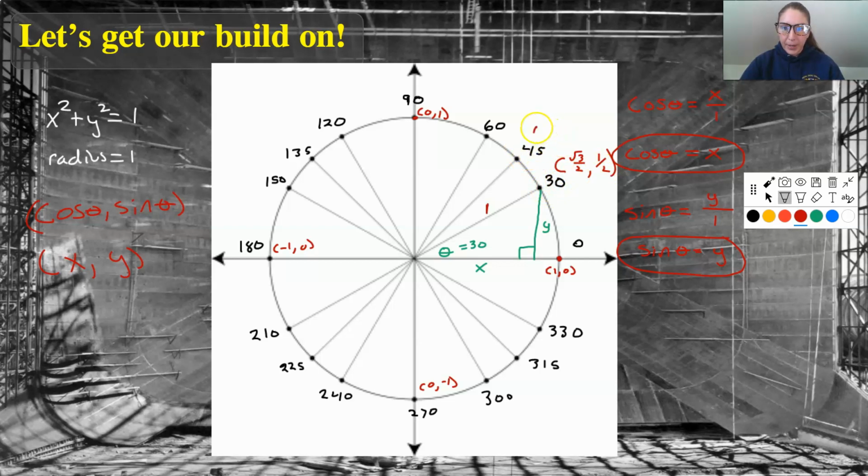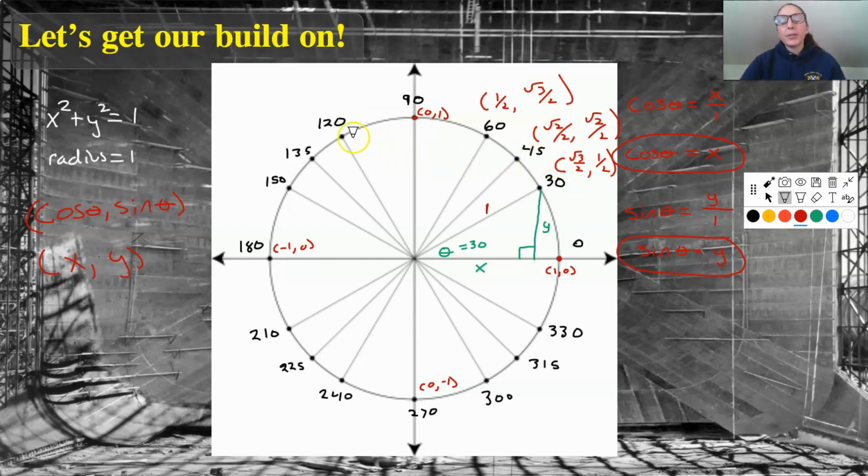Okay, what about 45? Oh, that's where they're both root 2 over 2. Okay, what about 60? Oh, that's now when cosine is 1/2, and that's when sine is now root 3 over 2. Boom. Quadrant 1, all done.